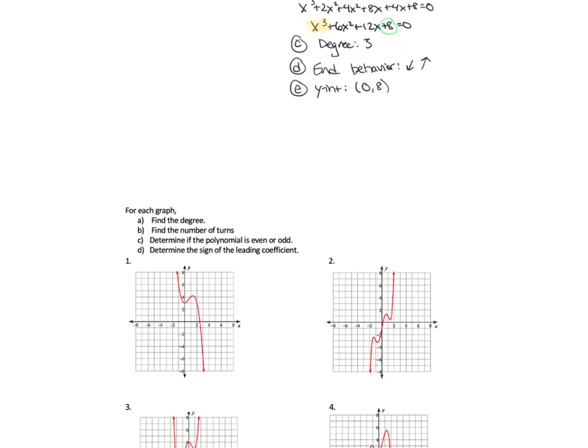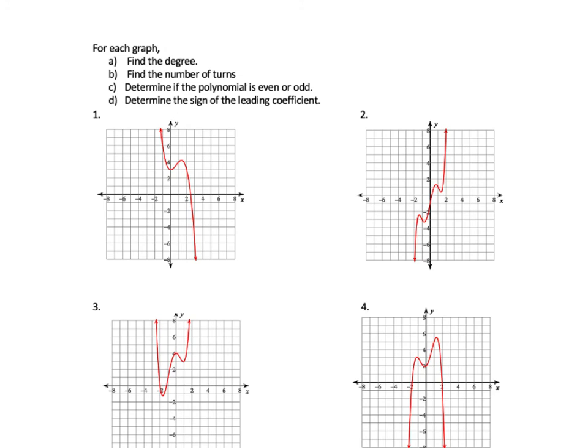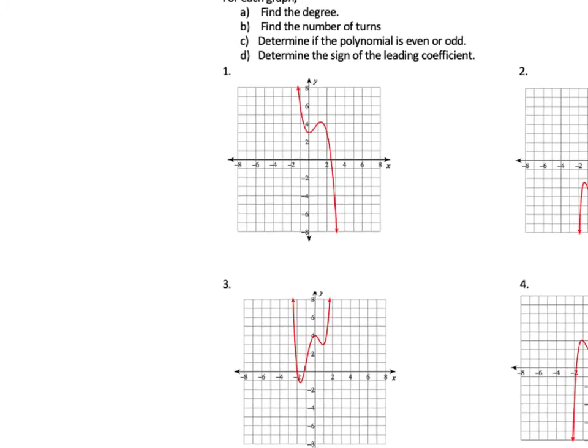So if we come here, each of these problems is going to have 4 questions: find the degree, find the number of turns, and we'll talk about that, determine if the polynomial is even or odd, and determine the sign, positive or negative, of the leading coefficient. So it's kind of like doing the box that we just did, but backwards. We're going to be working on problems 1 and 3. We'll do 2 and 4 later on.